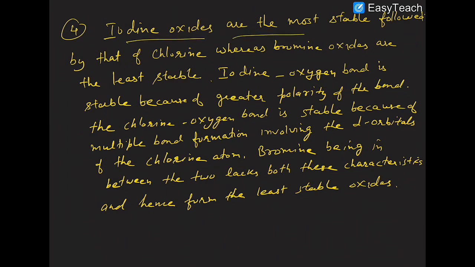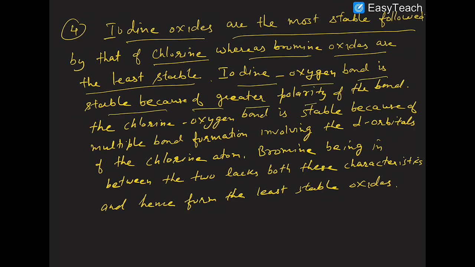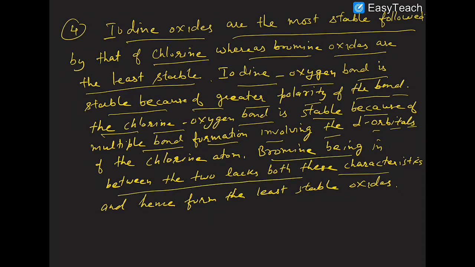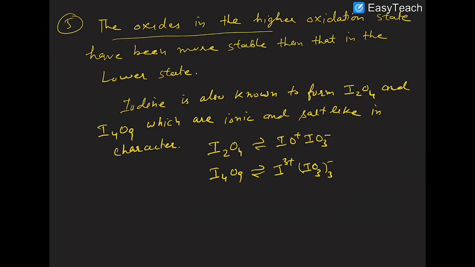Iodine oxides are most stable, followed by those of chlorine, whereas bromine oxides are least stable. The iodine-oxygen bond is stable because of greater polarity of the bond. The chlorine-oxygen bond is stable because of multiple bond formation involving d orbitals. I have discussed this with you already. Bromine, being between the two, lacks both of these characteristics, so it forms the least stable oxides. The oxides of the higher oxidation state are more stable than those of the lower state.